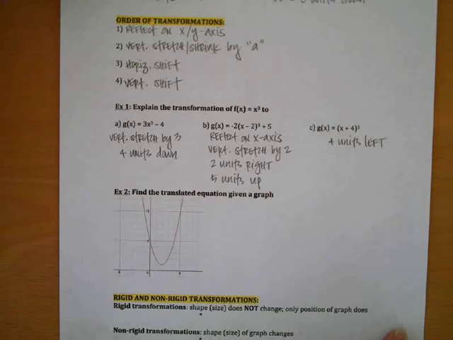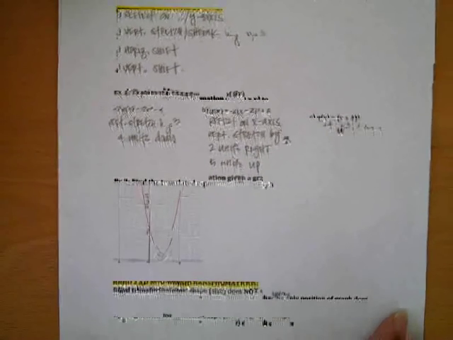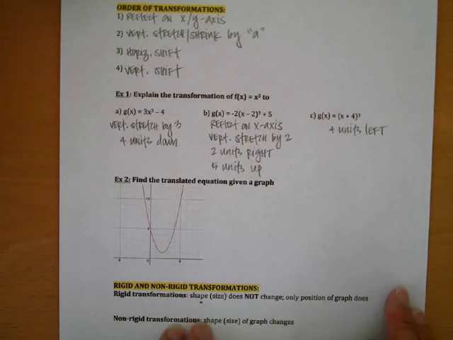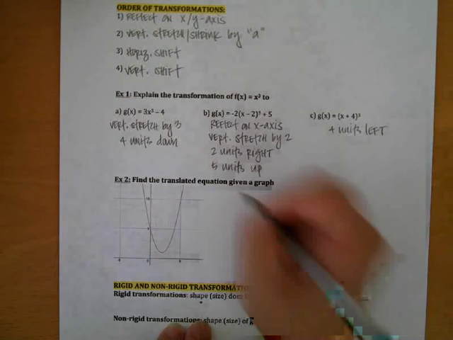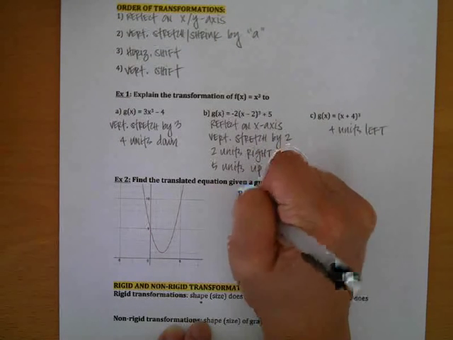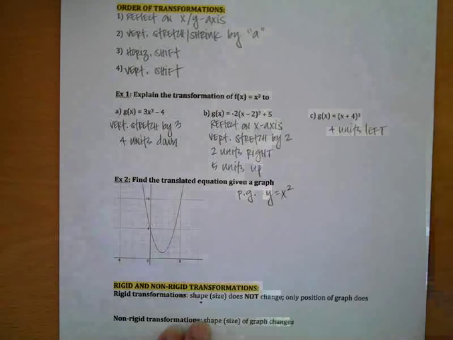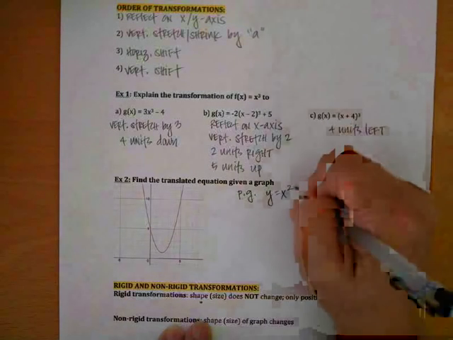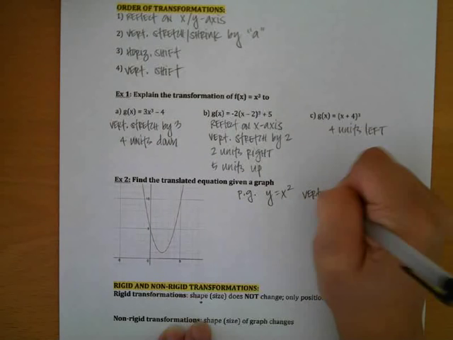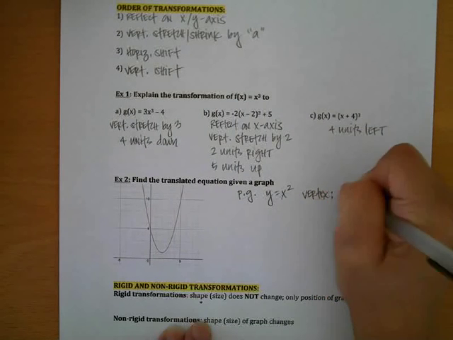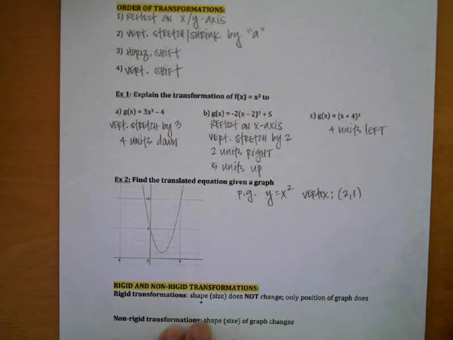Our next example is working backwards, so this time we're given a graph, and we're going to write the equation. So first you need to know what type of parent graph did this come from. So this parent graph, so that's PG, is y equals x squared, because it's a parabola. The vertex, which is the most important part, is at 2, 1. So that means it really went 2 to the right and 1 up.